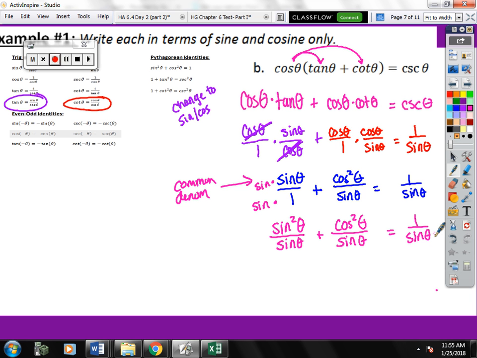And we should notice something. What is sine squared plus cosine squared? Equals 1. So what I was saying yesterday about if you have two separate fractions and they have the same denominator, you can write them as one fraction.